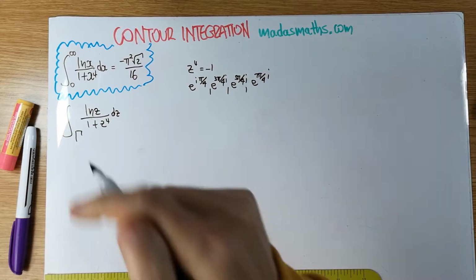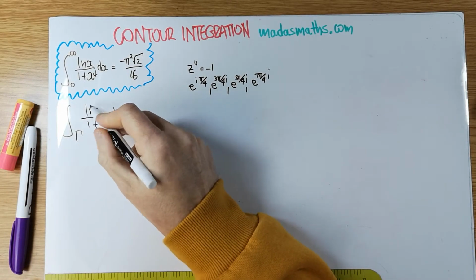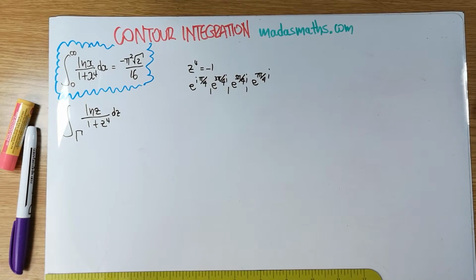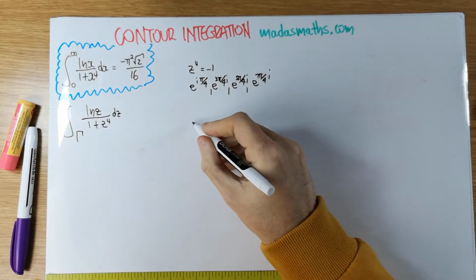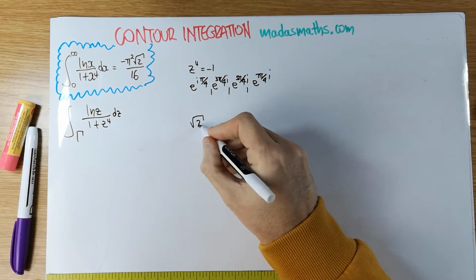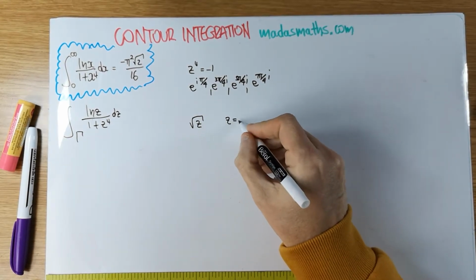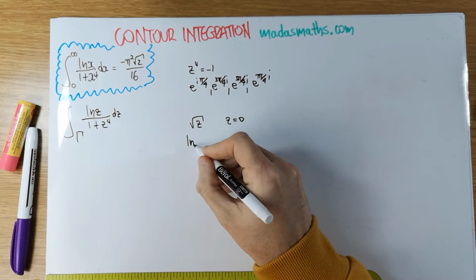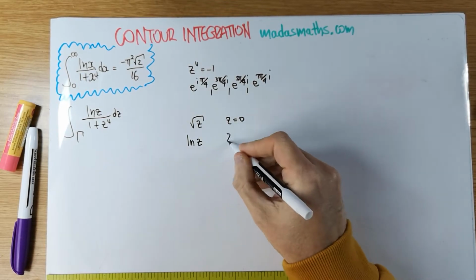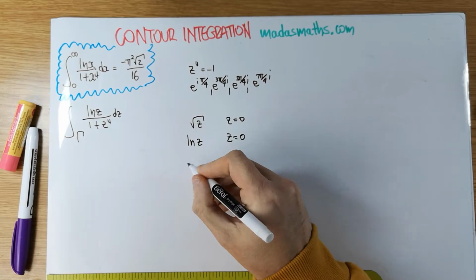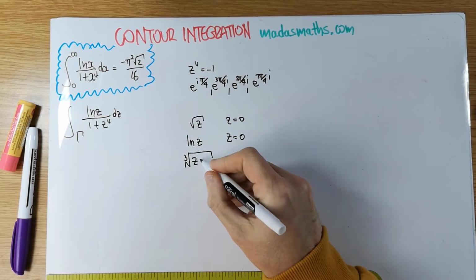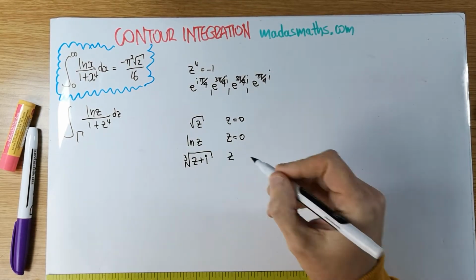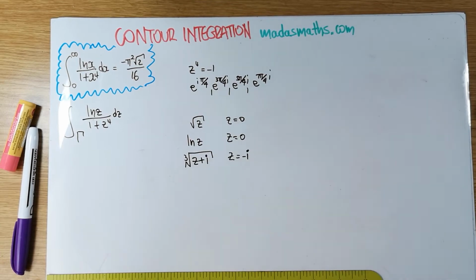Next is to consider the integrand. Look at this log of z. We're going to have a branch point at the origin, and consequently a branch cut. If we have, for example, the square root of z, we're going to have a branch point at z is equal to 0. If we have the log of z, a branch point at z is equal to 0. If we had the cube root of z plus i, we're going to have a branch point at z is equal to minus i, and so on.